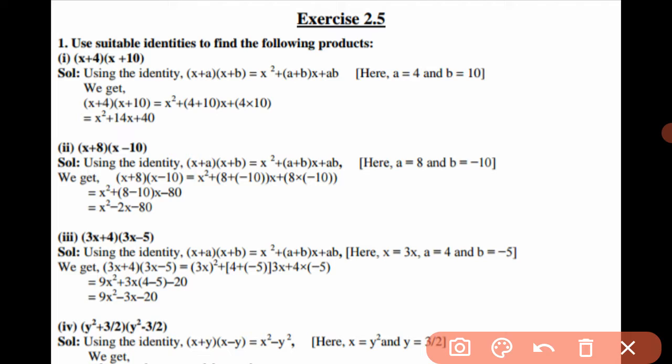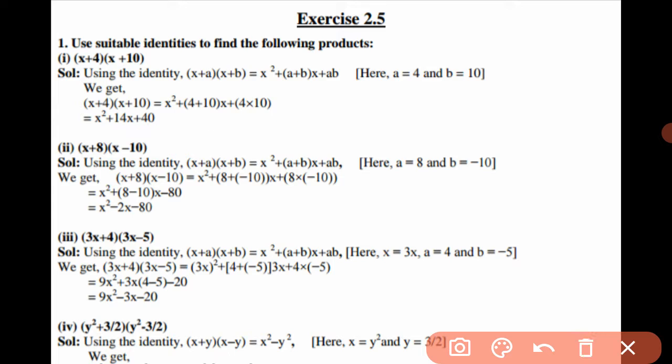So here, according to the identity, (x plus a)(x plus b) equals x square plus (a plus b)x plus ab, where a equals 4 and b equals 10. So putting the values of a and b, it will be equal to x square plus (4 plus 10)x plus 4 into 10. So it will be x square plus 14x plus 40.